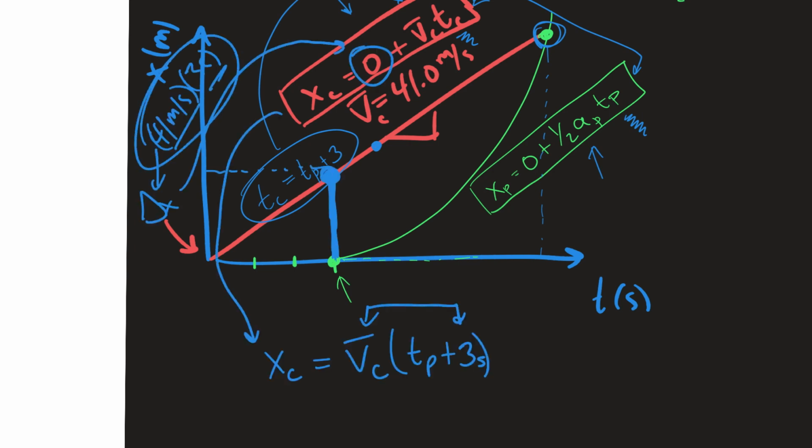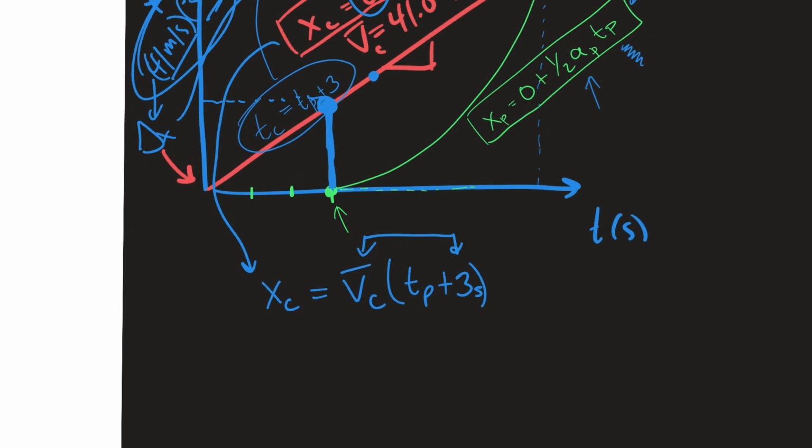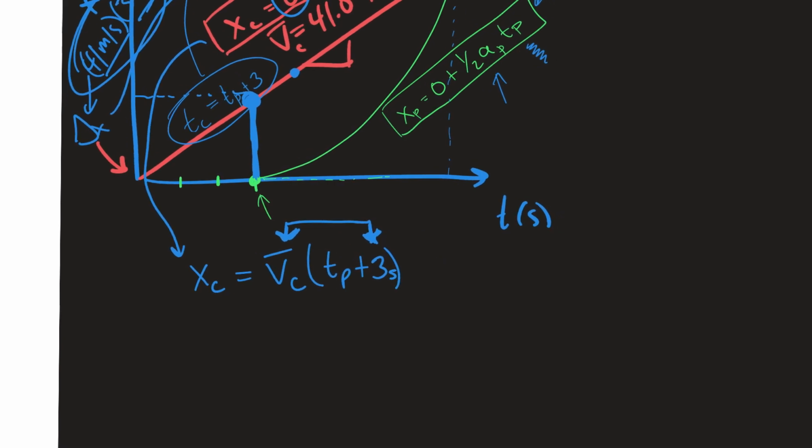If I wanted to plug in 123 right here to give me an initial position of 123, or if I want to just go in here to this equation, and that V naught is going to be 41, and that 3 seconds is going to be 3, and that's going to be 123 there. It works out exactly the same way. So whatever way makes the most sense to you.